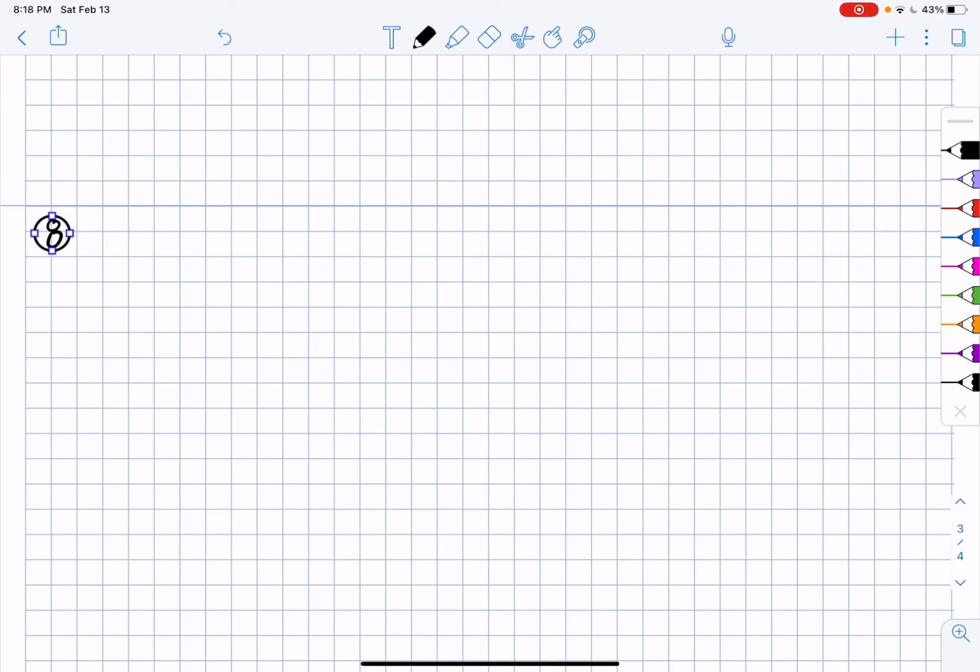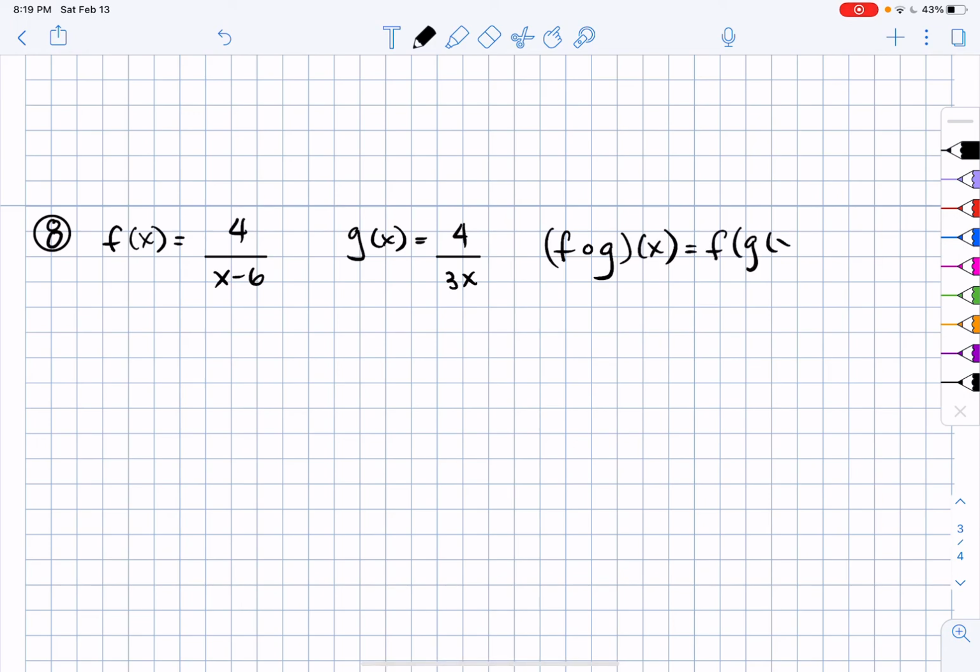So 8 says f of x is equal to 4 over x minus 6. And g of x is going to equal 4 over 3x. Okay? Now this one, however, does want the composite f composite g of x, which really means f of g of x, which really means f of 4 over 3x.